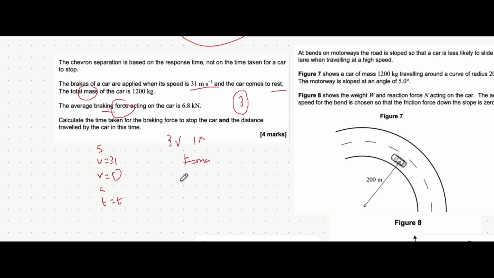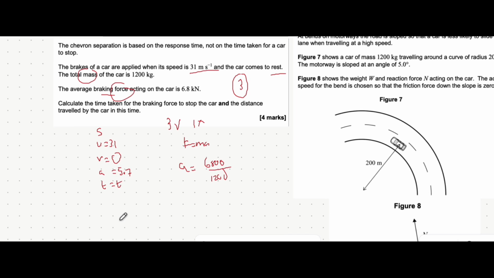You can divide both sides by mass to get the acceleration is the force acting, which we convert into newtons by multiplying it by 1,000, divided by the mass that it's acting on, 1,200. In your calculator, that'll get you a value of 5.7. So that's the acceleration for the whole journey. Minus 5.7, that is. Oh, sorry, no, we want to take it as minus 5.7 because it's decelerating, isn't it? I don't know why I said positive.